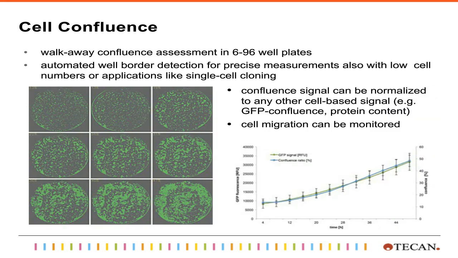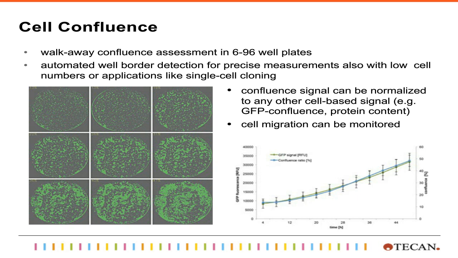The latest addition to the imaging-based functions of the Spark is cell confluence assessment. Confluence is the percentage of cell-covered area on a certain growth surface. In the Spark, it can be measured directly in the microplate in 6 to 96 well plates without the need to harvest the cells beforehand. So it can be done directly in the cell cultures in the microplate well.